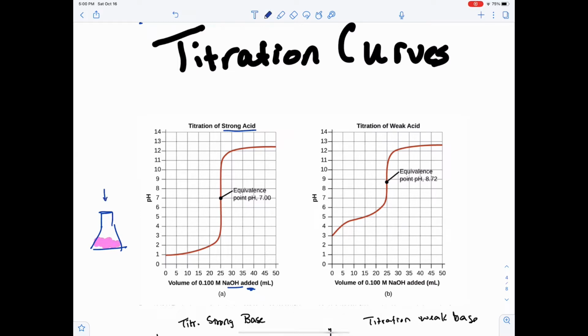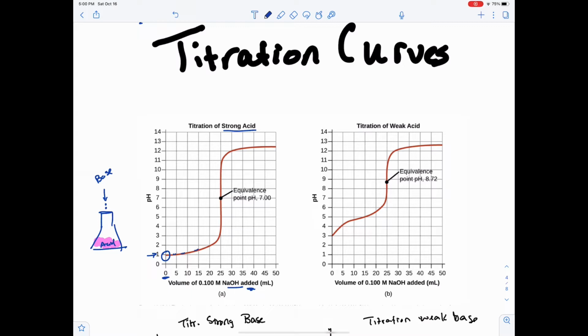And then you're dripping in the base. In this case, it's NaOH, but it could be any base. And then across the bottom is the volume of the base you're dripping in. Now, what I just circled here, that's the initial acid concentration is 1. It makes sense that it's 1 because it's starting off with just acid and no base in it. So it's a strong acid. That's a good number for it.